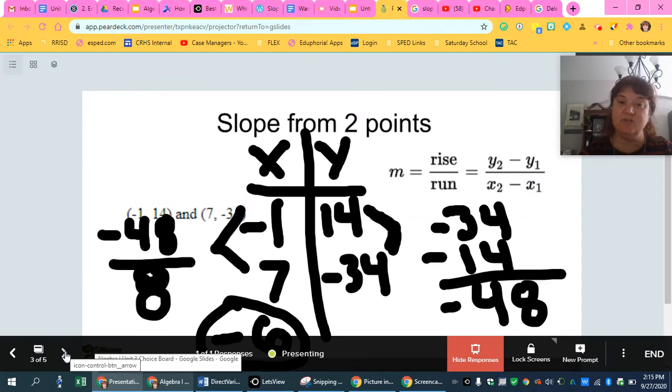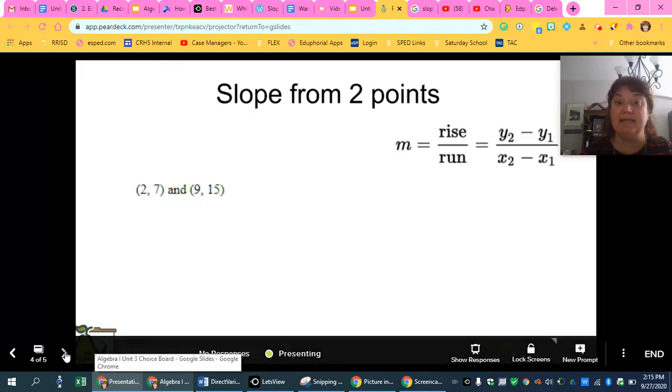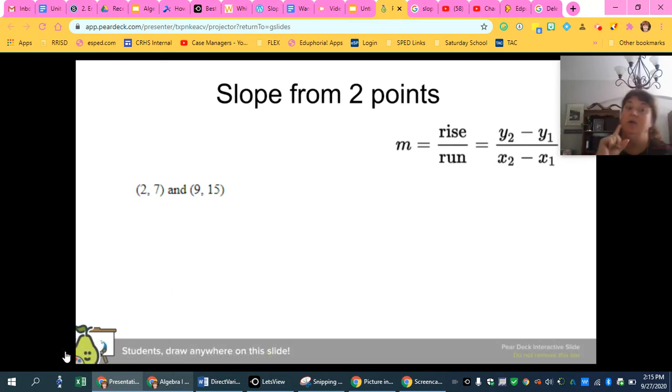Okay, let's do another one, but I want you guys to try it. Here we go. We have 2, 7, that's 1 point, and we have 9, 15. Take a piece of paper. You try it. What would you do first? You would make your table. Now, I'm not showing you what I'm doing yet because I want you to try it. So I'm making a table, and I'm going to put 2 and 7 and 9 and 15.